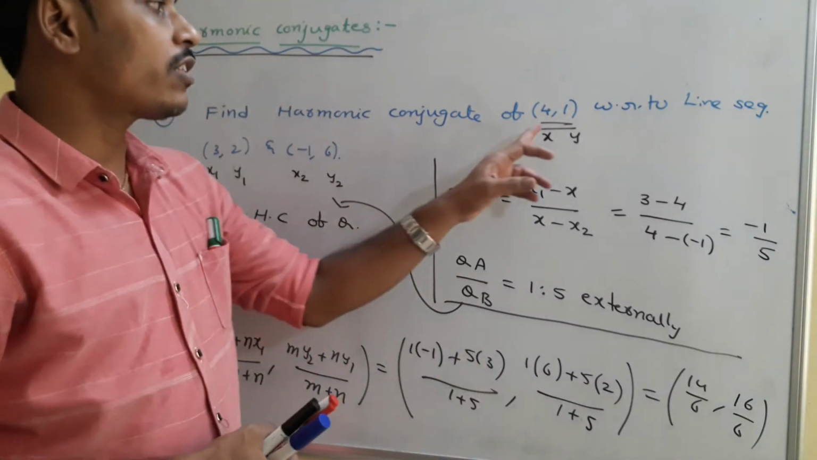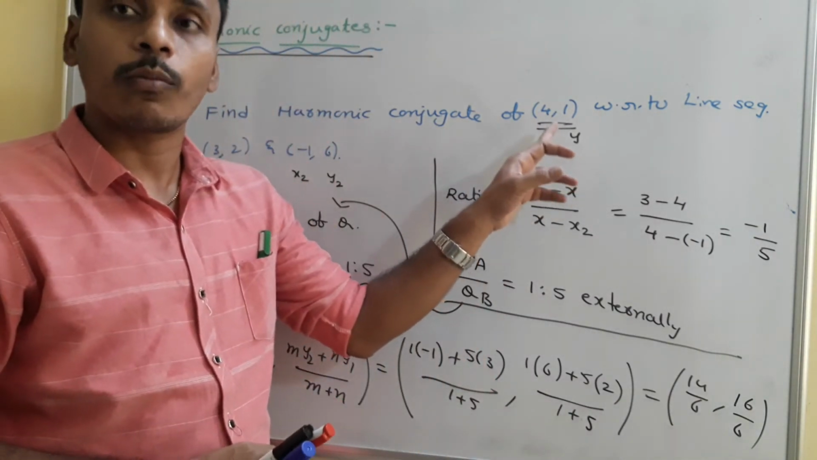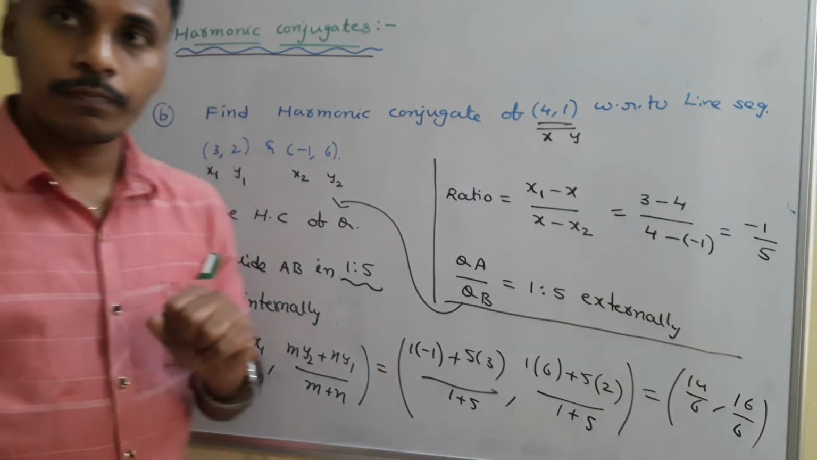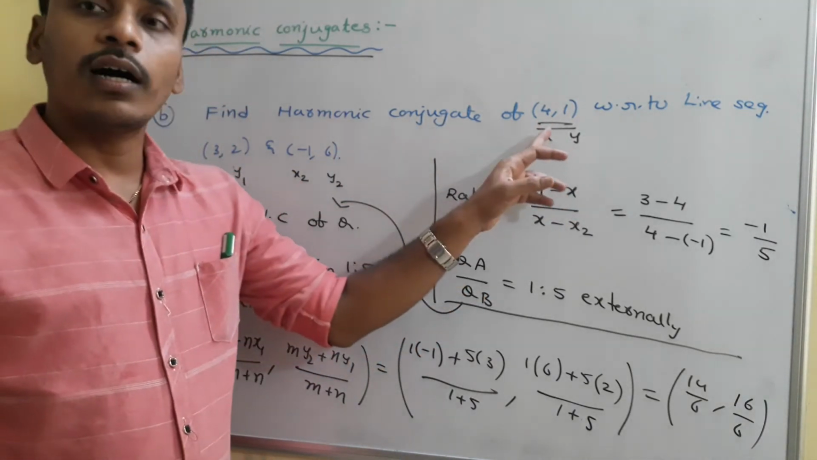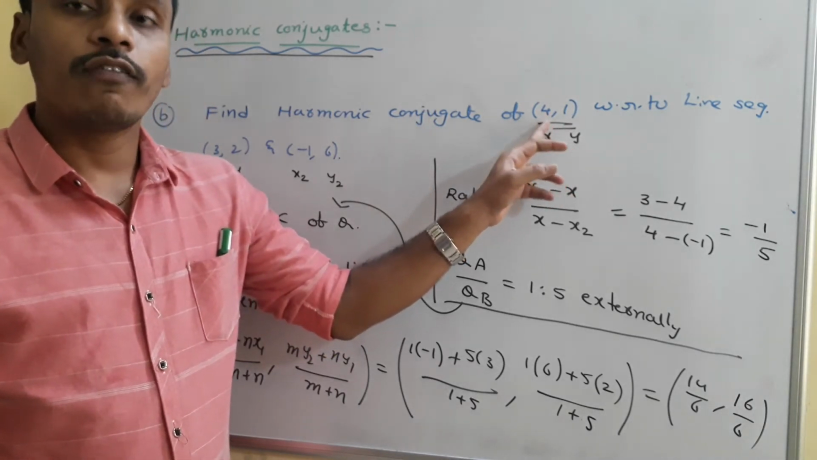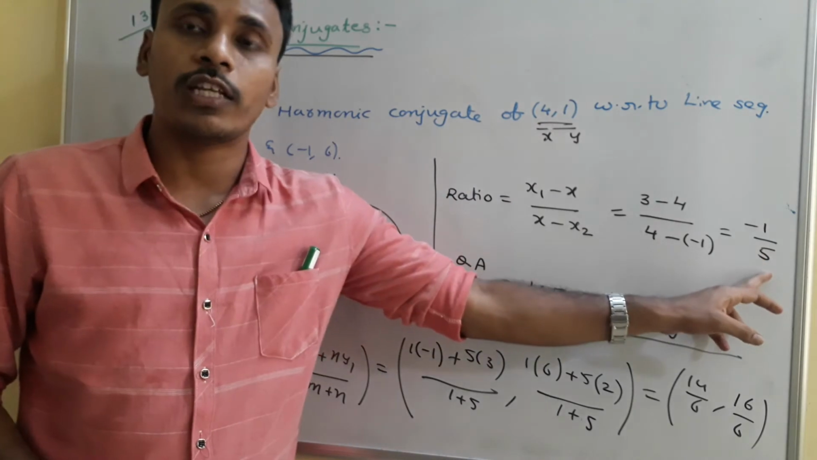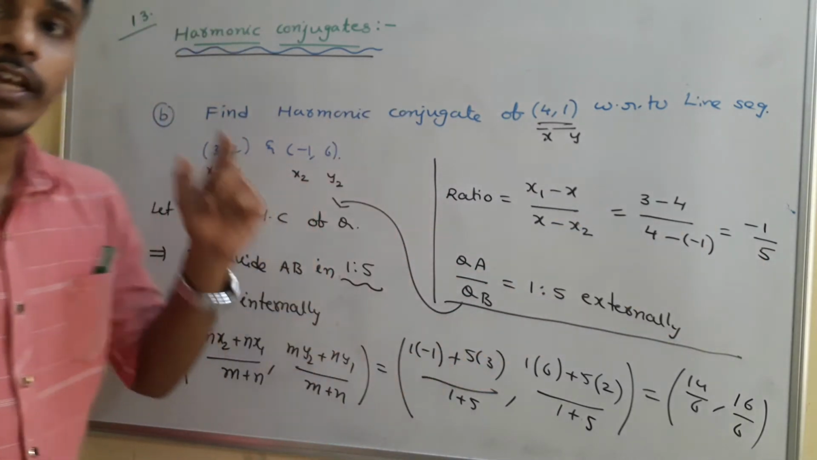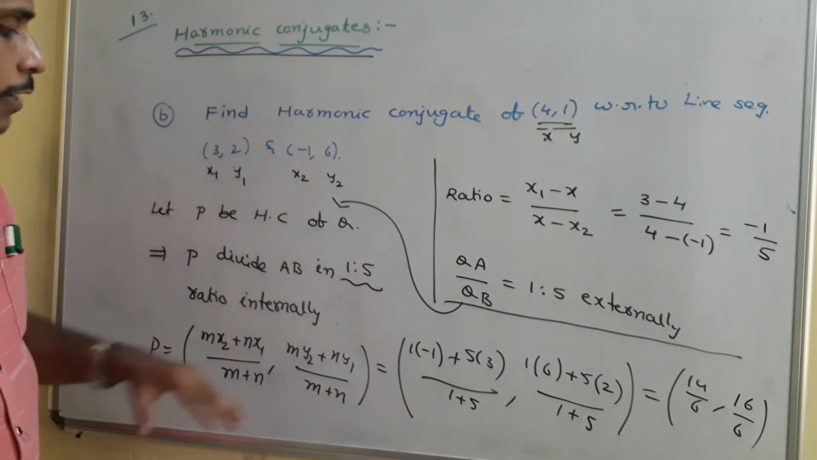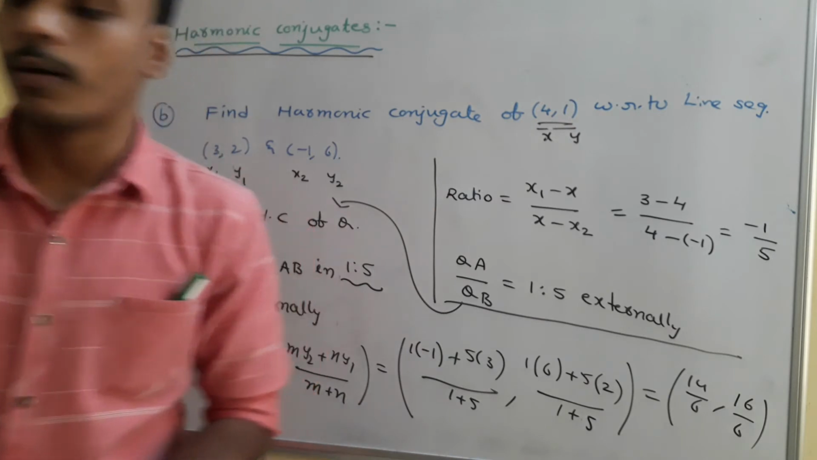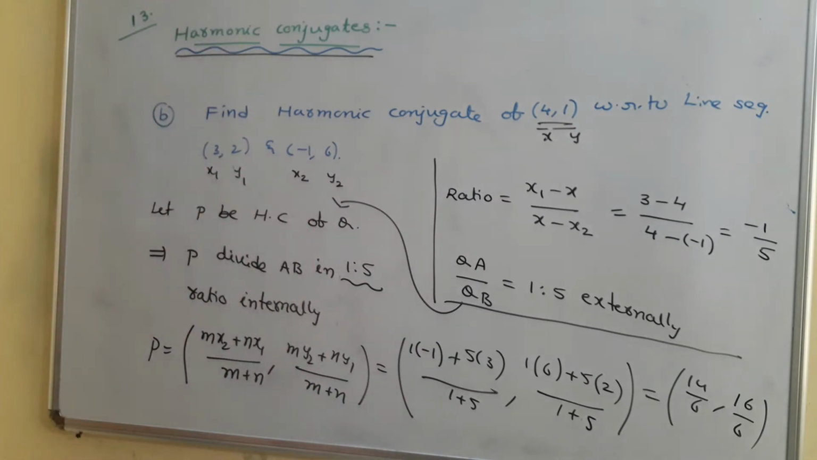Here they mentioned that this is one point and we need to find its harmonic conjugate. So you just let its harmonic conjugate be P. You need to think in which ratio it is dividing. For that you find the ratio as minus 1:5. So the ratio is 1:5. In that ratio there is one point which divides internally. That internal point is 7 by 3 comma 8 by 3, which is the harmonic conjugate of the given one. Have a look.